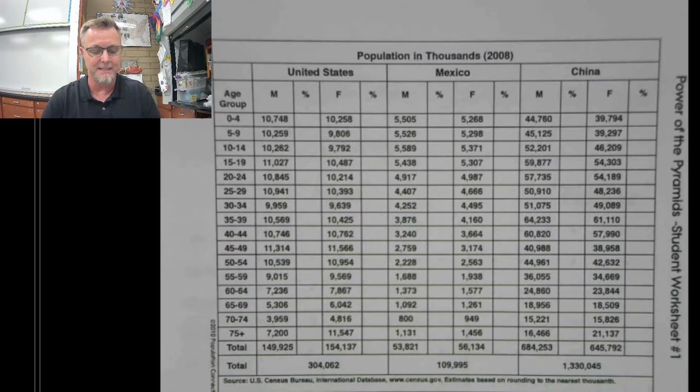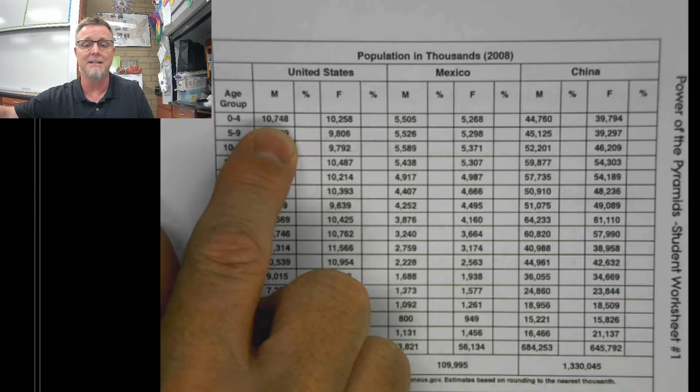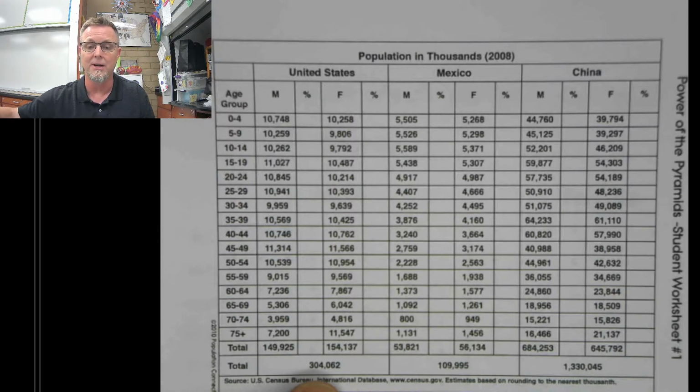To give you an idea, if I'm doing this first one and I'm studying the 0 to 4 age group here in the United States, I take that number, 10,000 and so on, and I divide that by the population. I'm not going to divide that just by the number of males, but by the whole population. And the whole population is down here, that big 304 million number at the bottom. If I divide those two, I'm going to get a decimal like 0.035. And if I multiply that times 100, then I get a percent.